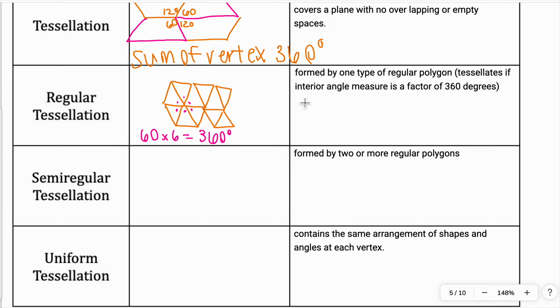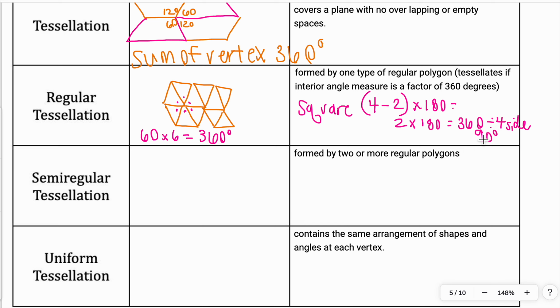Remember, the interior angle measure is a factor of 360. So say for example, we have a square. A square could be a regular tessellation because you take the number of sides, subtract 2, and times it by 180. So the number of sides minus 2 is 2, and 2 times 180 is 360, but then because we have 4 sides, we divide by 4, so that means each one can be 90 degrees, and 90 degrees is a factor of 360, so that means a square could tessellate. We'll practice that too in a little bit.